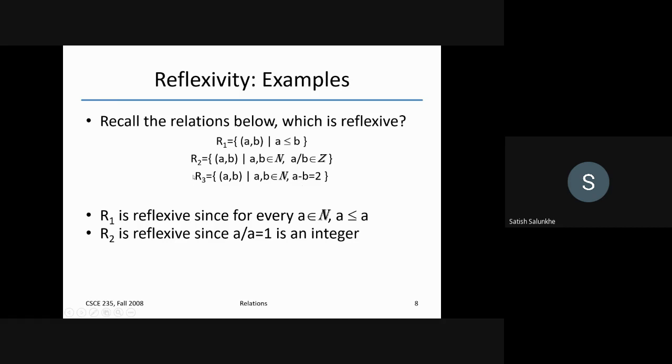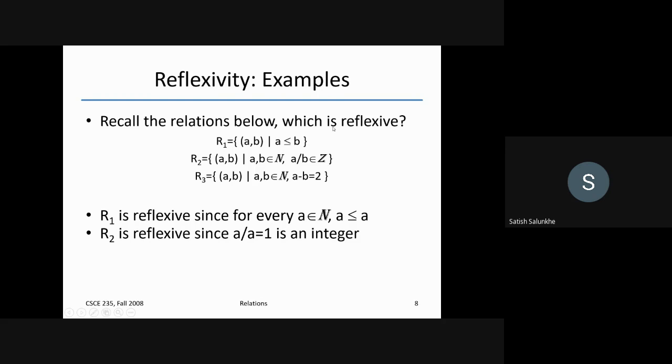It is another way of writing the set R2. It is the collection of all the ordered pairs (A, B) such that A and B belong to the set of natural numbers, and the property is that A divided by B belongs to the set of integers. You can have all possible elements in this set satisfying this property, such as 10 comma 2, 10 comma 10, 10 comma 5, 100 comma 10, 20 comma 10. All possible combinations of (A, B) will be there.